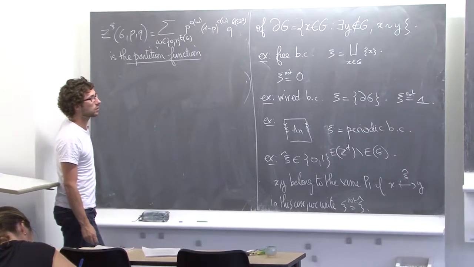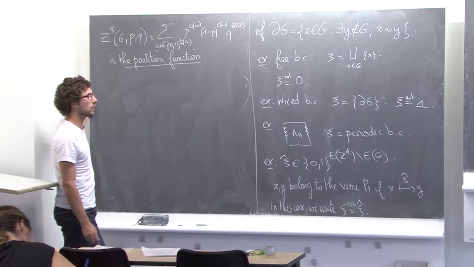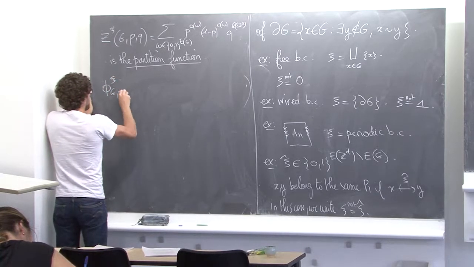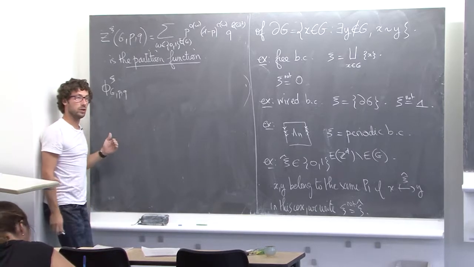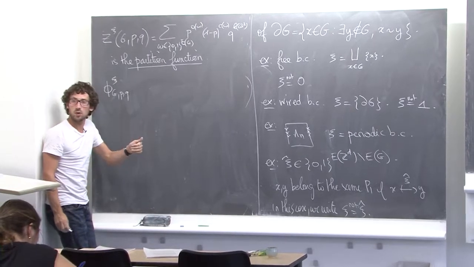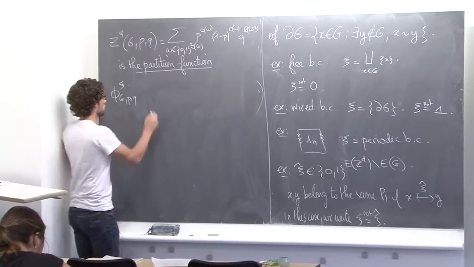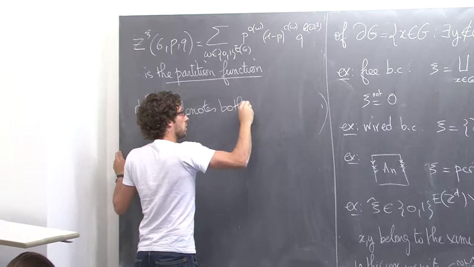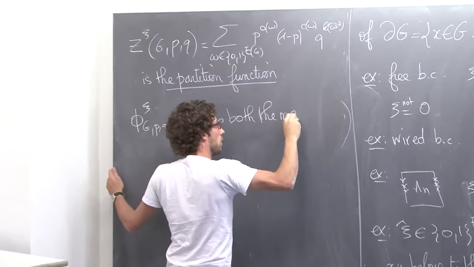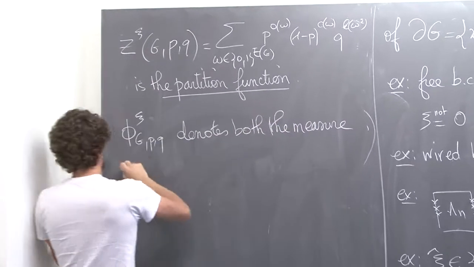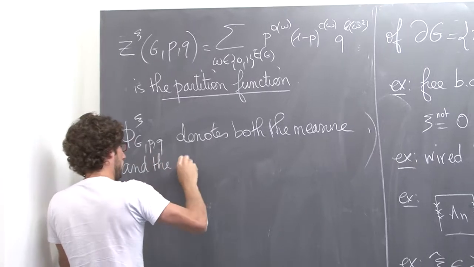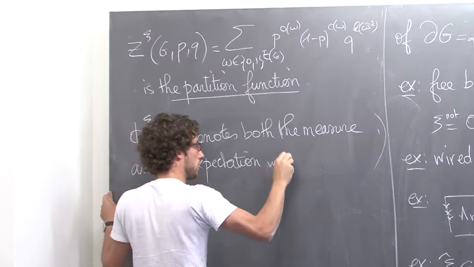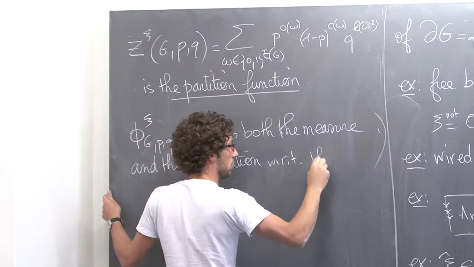And the fourth remark is going to be more of a notation thing. So phi psi G, p, q is going to denote both the measure and the expectation with respect to this measure.